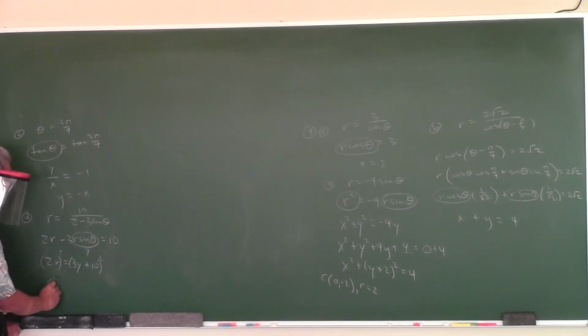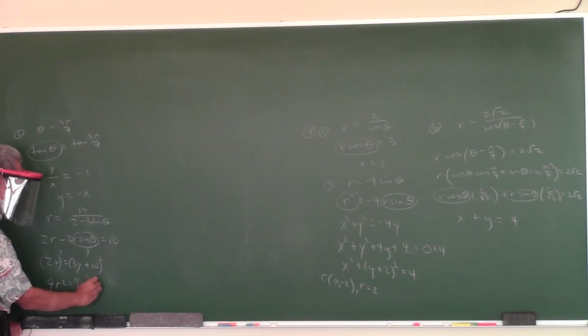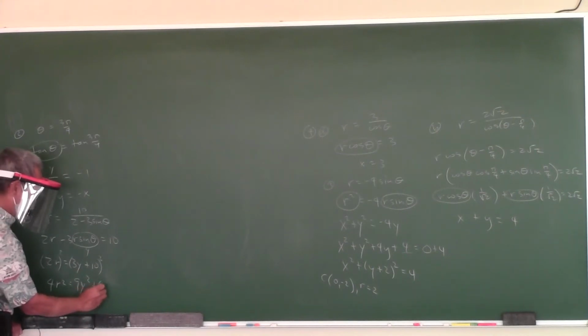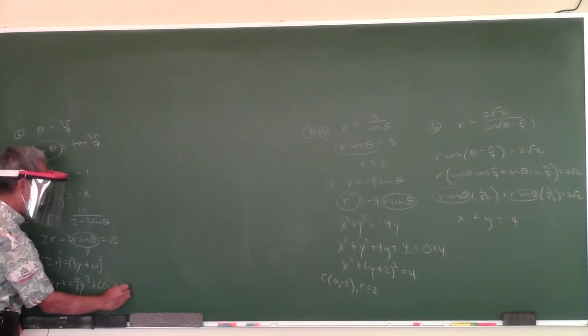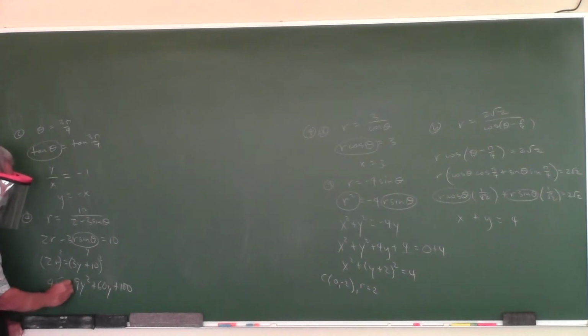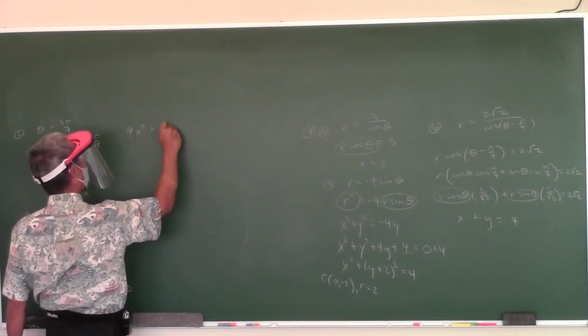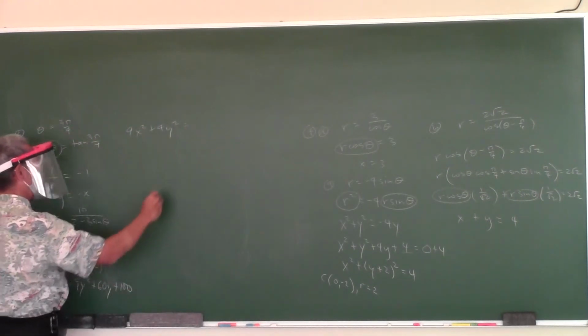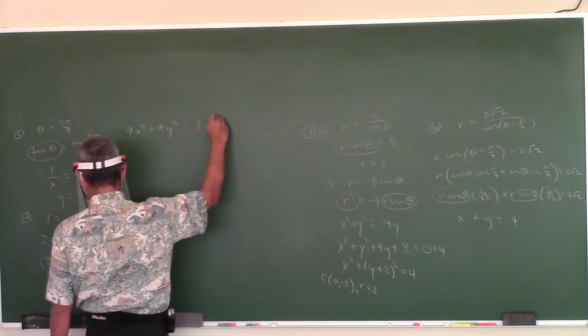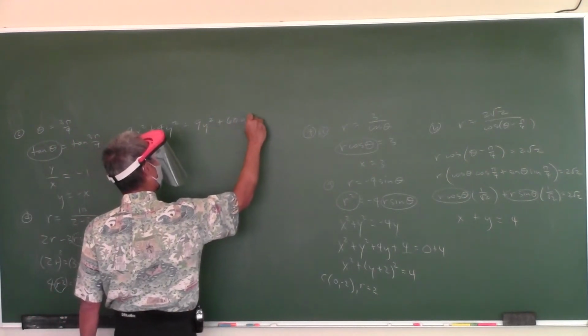So you got 4r squared, because you want r squared, because r squared is x squared plus y squared. And then be careful when you multiply this out. I think I remember some errors here: 9y squared plus 60y plus 100. And of course this is x squared plus y squared, so distribute the 4. You get 4x squared plus 4y squared equals 9y squared plus 60y plus 100.